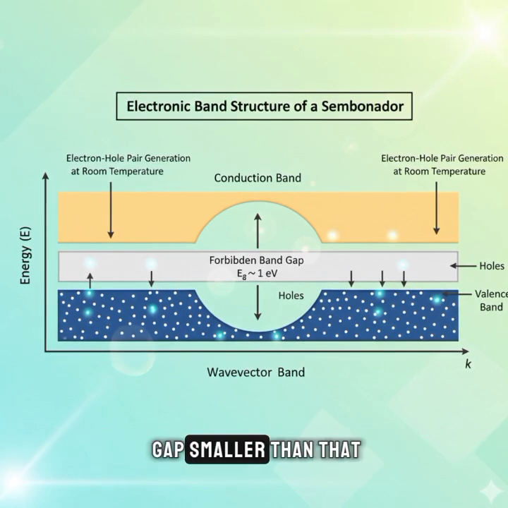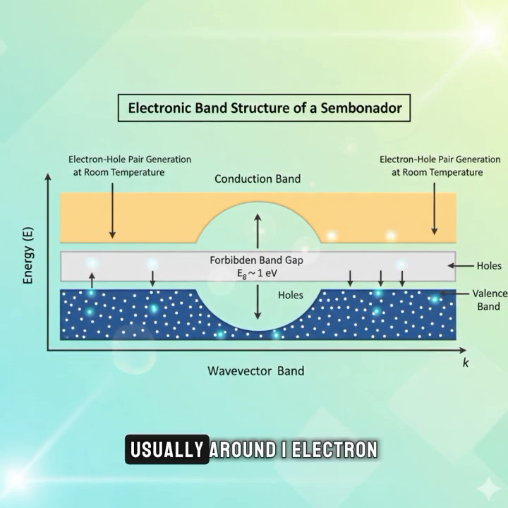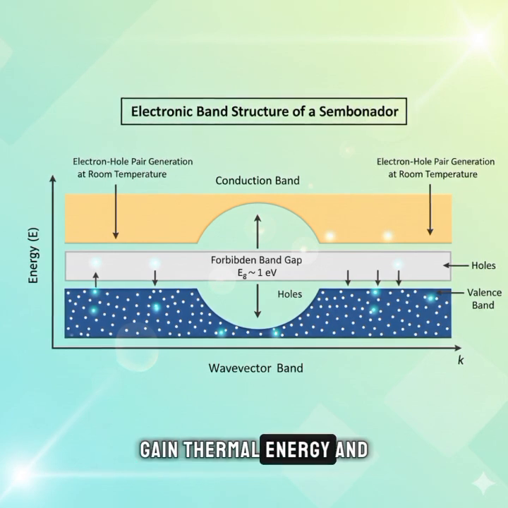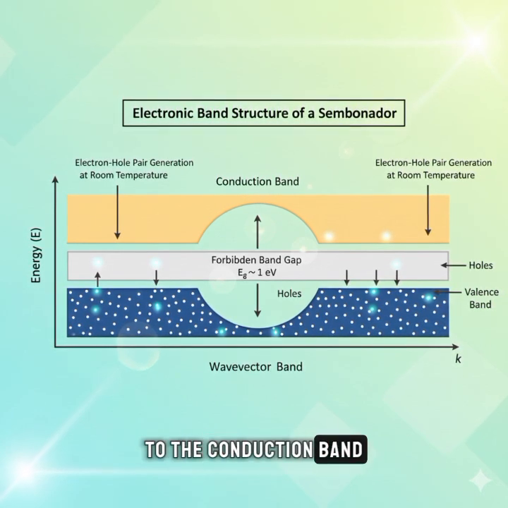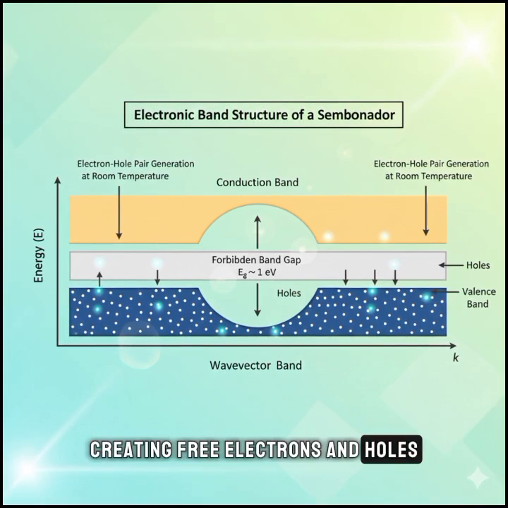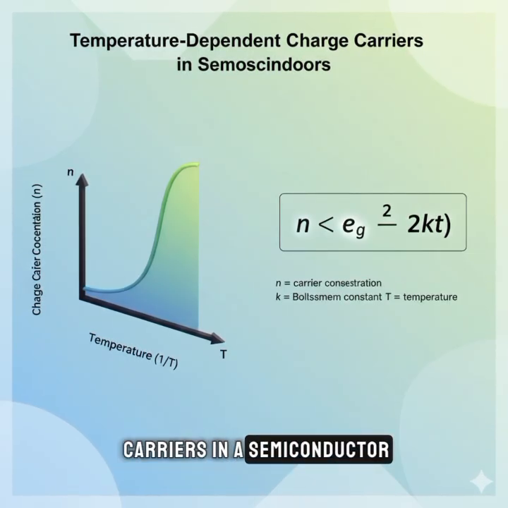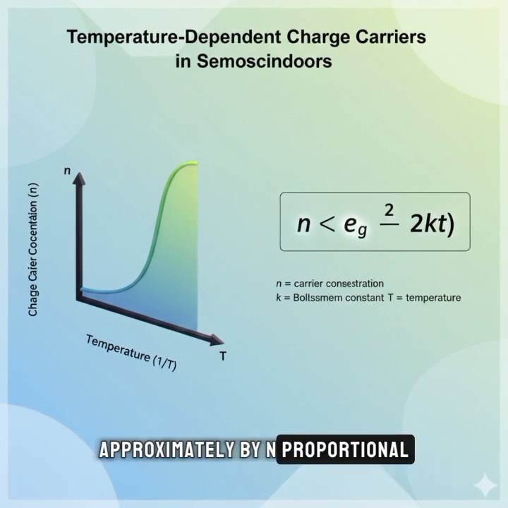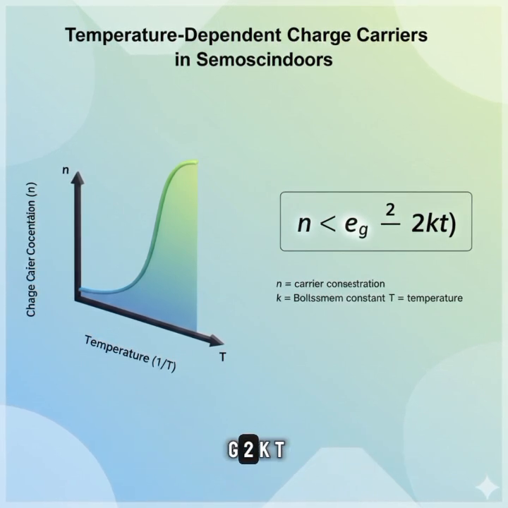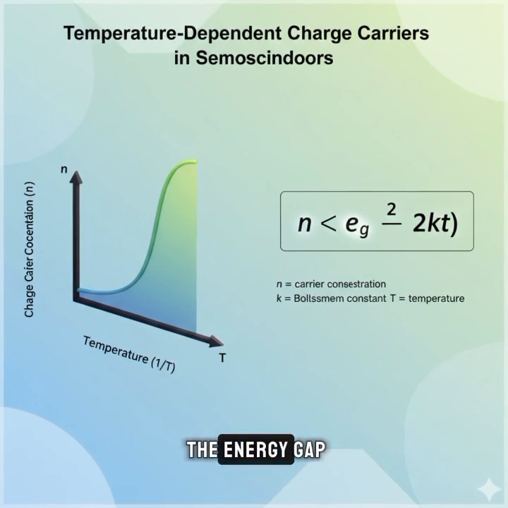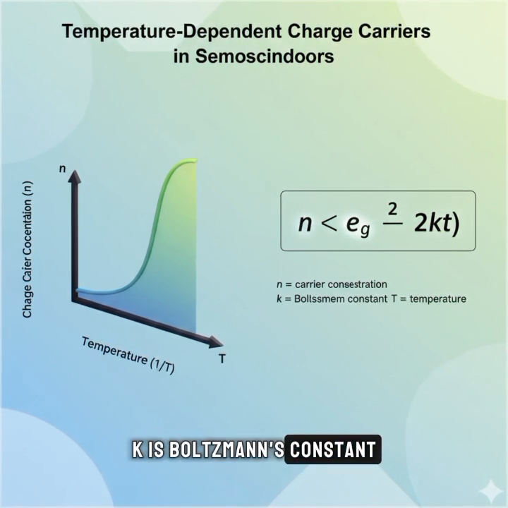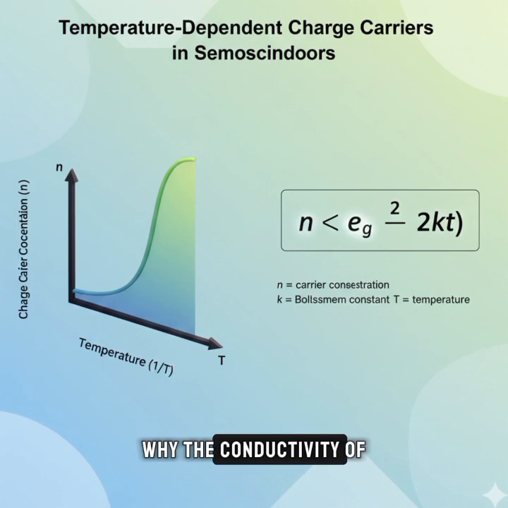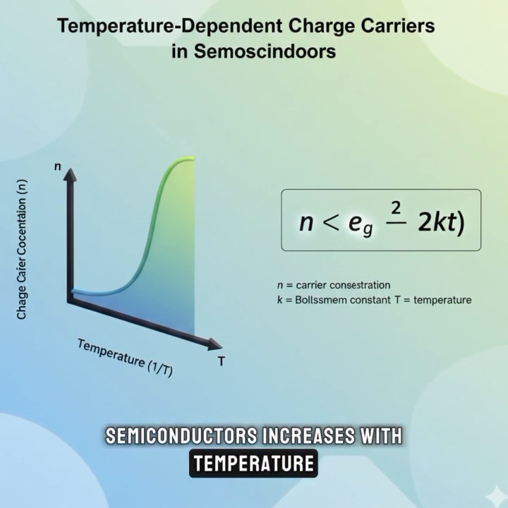Semiconductors have an energy gap smaller than that of insulators, usually around 1 electron volt. At room temperature, some electrons gain thermal energy and jump from the valence band to the conduction band, creating free electrons and holes. The number of charge carriers in a semiconductor depends strongly on temperature and is given approximately by n ∝ e^(-Eg/2kT), where Eg is the energy gap, k is Boltzmann's constant, and T is absolute temperature. This mathematical relation explains why the conductivity of semiconductors increases with temperature.